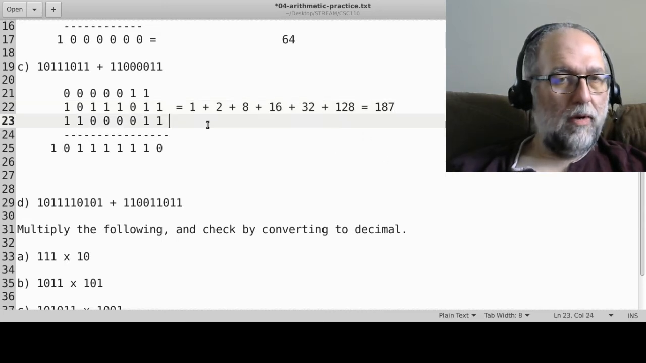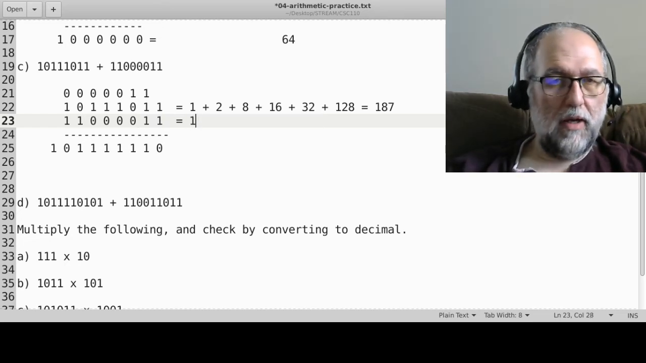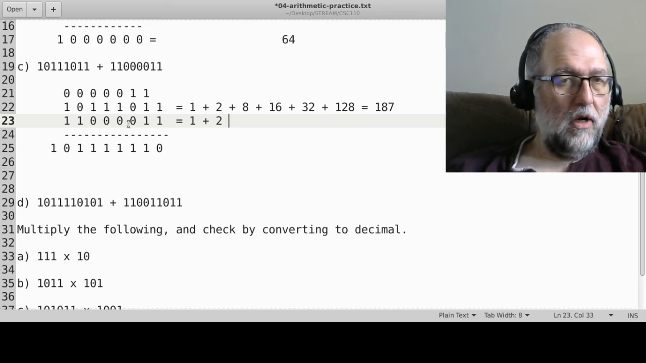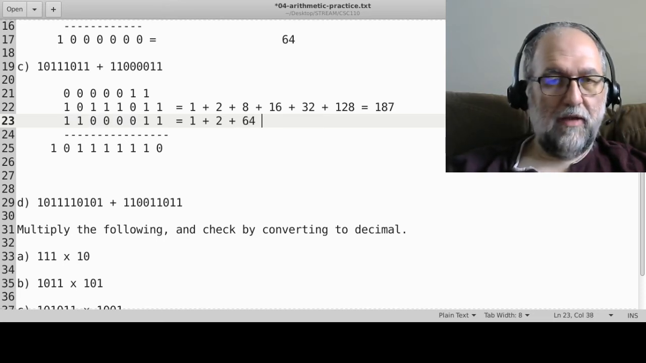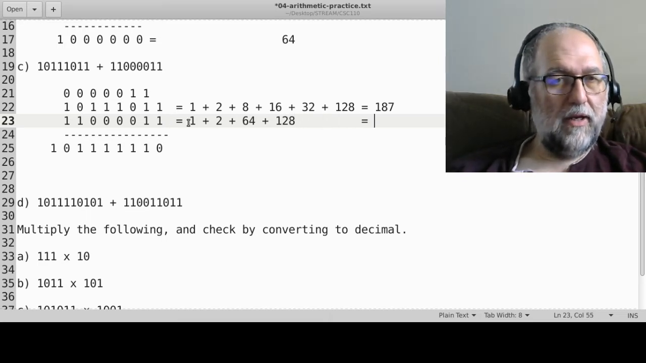All right, okay. What about the bottom number? Well, let's see here. We have a 1 and a 2. 1 plus 2, no 4s, no 8s, no 16, no 32, a 64 and a 128. 64 and 128 like that. And let's see what that's equal to. I'll do that on my calculator again.